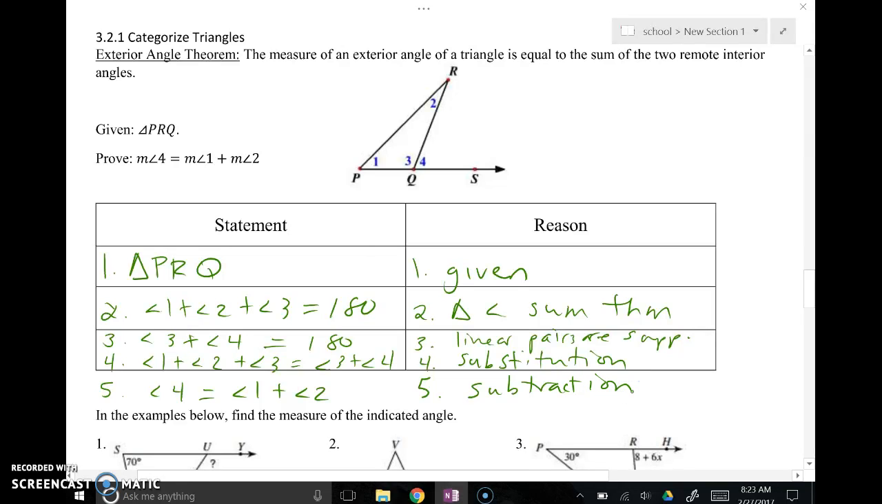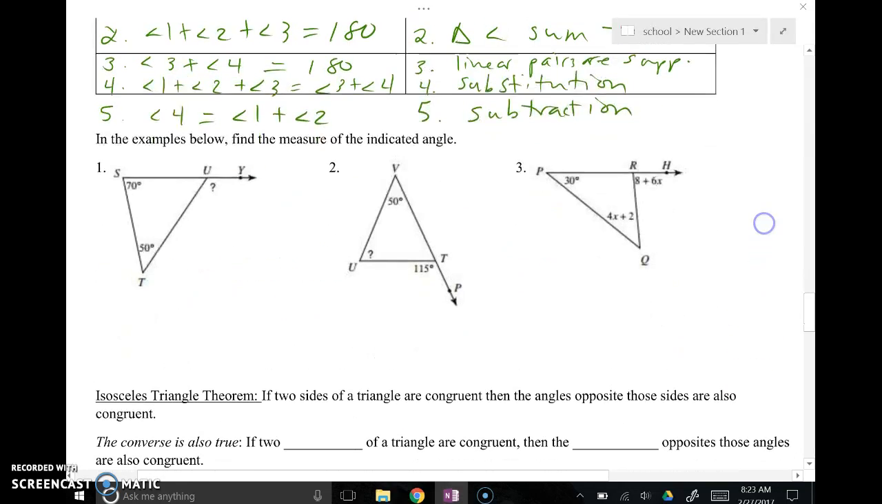So you can use that on these examples here. So for instance, this missing angle here and the two angles that it doesn't touch, 70 plus 50, should equal that missing angle. So 120 is that missing angle. Over here we kind of work a little bit backwards. 115 is the total of the two angles that it doesn't touch. So I'll just subtract 50 from both sides, and I get 65 is equal to that angle that I'm missing.